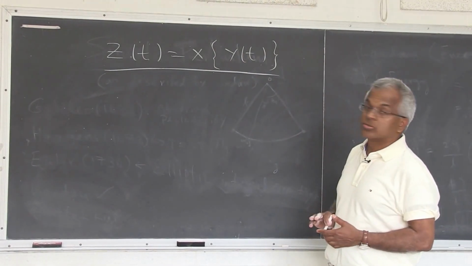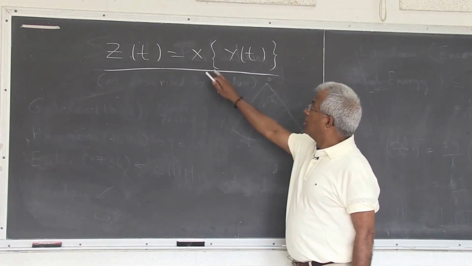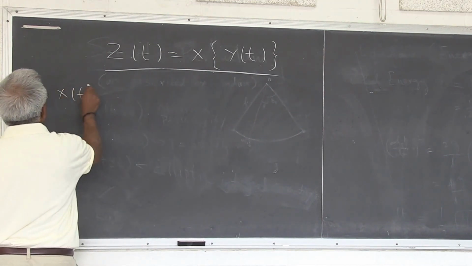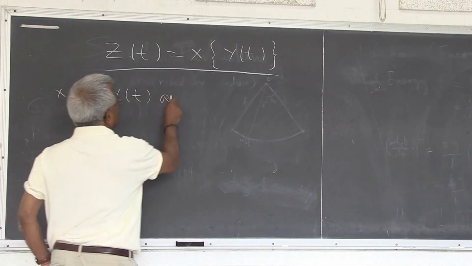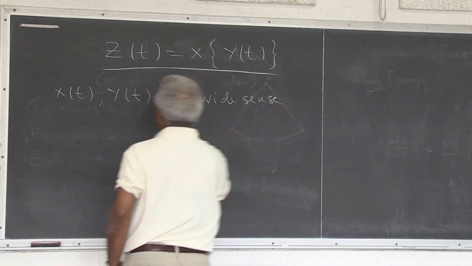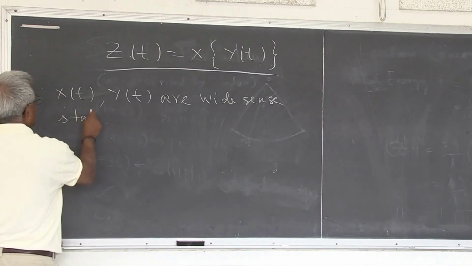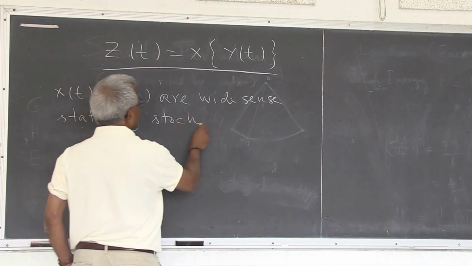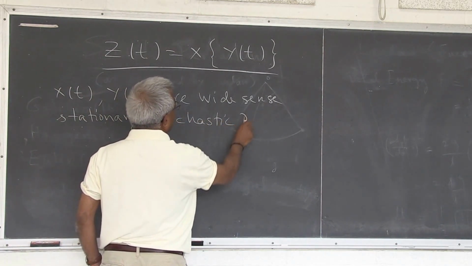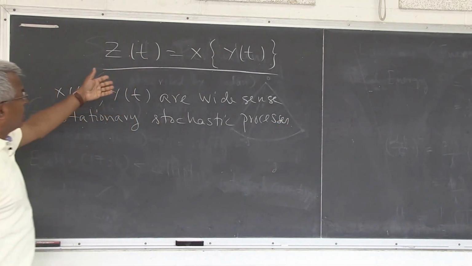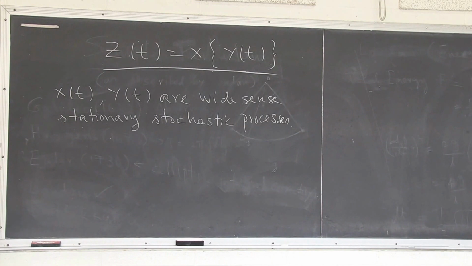So let's look at this stochastic process. We have two processes actually, x of t and y of t, which are wide-sense stationary stochastic processes. The problem is, of course, this is a function of time, and so z of t is a stochastic process. We want to find out about its properties.